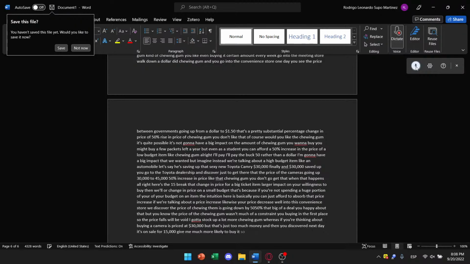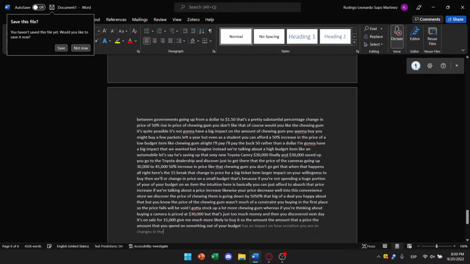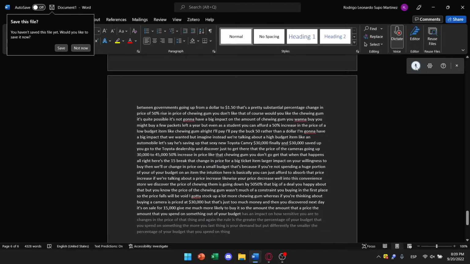So the amount that you spend on something out of your budget has an impact on how sensitive you are to changes in the price of that thing. And again, the rule is the greater the percentage of your budget that you spend on something, the more elastic is your demand. Or put differently, the smaller the percentage of your budget that you spend on something, the less elastic, or more inelastic, is your demand for that. Make sense?